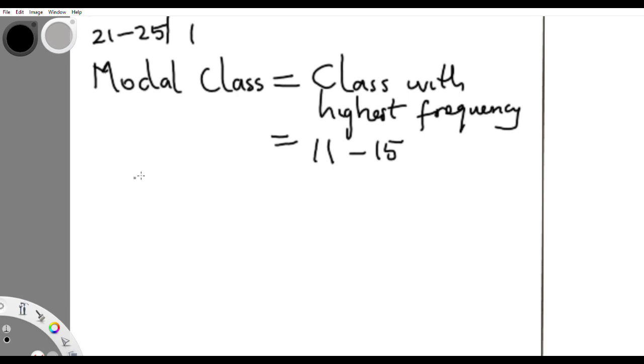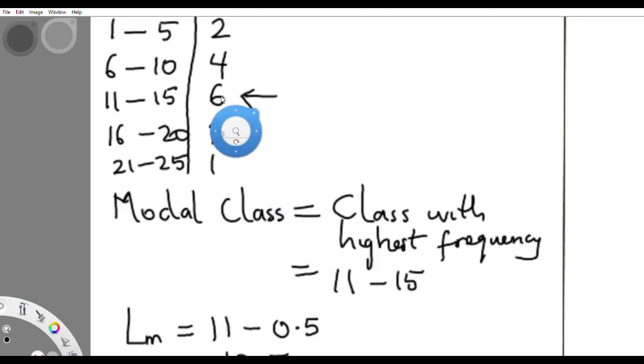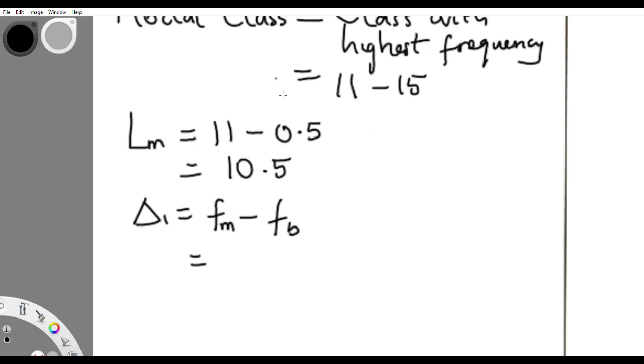Since we already know the modal class, first and foremost, we need to get the lower class boundary of the modal class. And I believe we all know that that's the lower class interval minus 0.5, and that is 10.5. Good. We need to know delta 1. Remember, delta 1 is the frequency of the modal class minus the frequency of the class before it. The frequency of the modal class is 6. Frequency of the class before it is 4. So 6 minus 4, and that is 2.